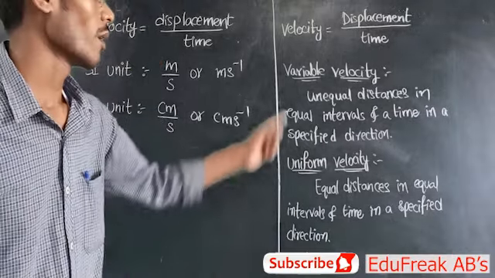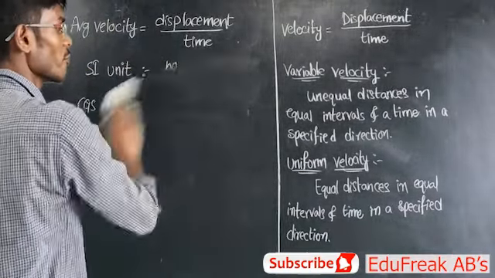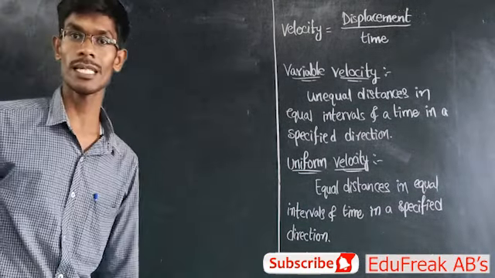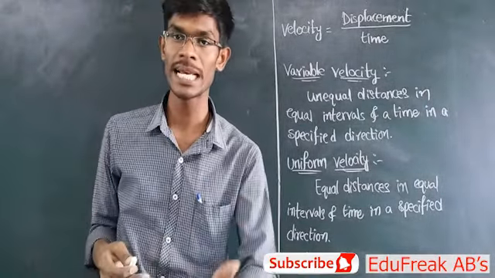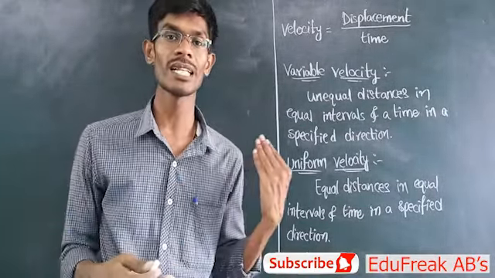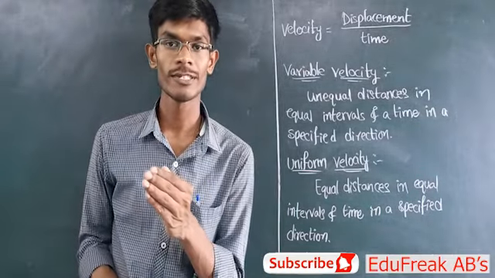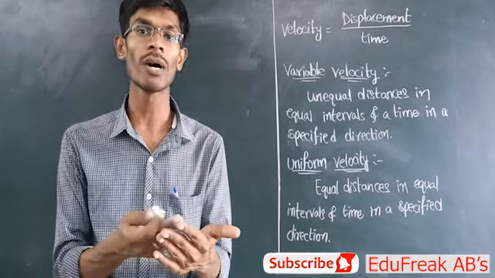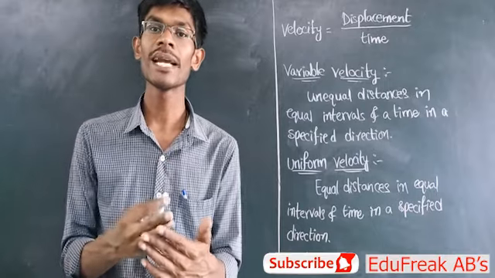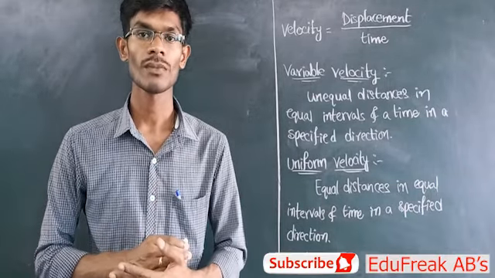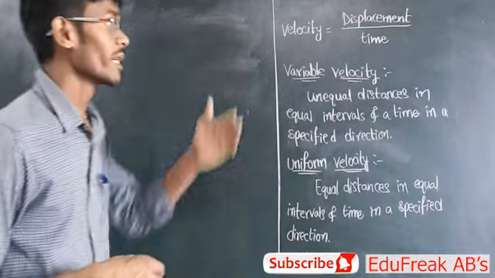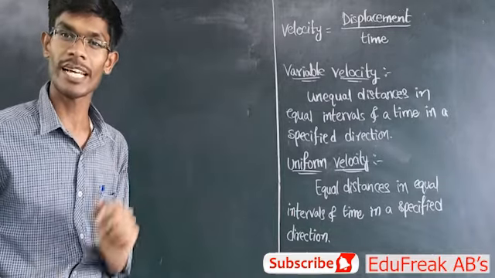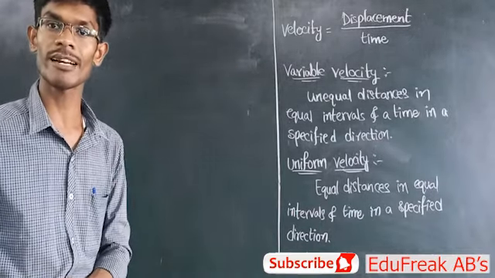Then what is variable velocity or non-uniform velocity? Before going to that, whatever properties are there for displacement, the same properties will be applicable for velocity also. If you see the properties of displacement, displacement can be positive, negative or zero, and it may decrease with respect to time, and depending upon the displacement we calculate the velocity. So displacement is a vector physical quantity, then velocity is also a vector physical quantity.